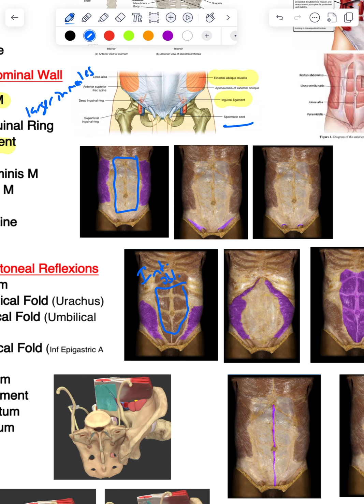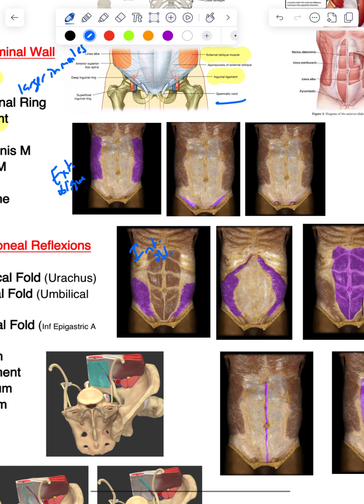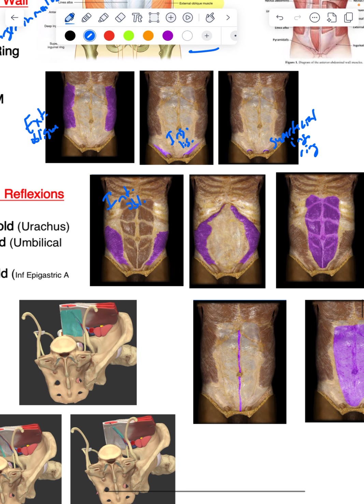This is your rectus abdominis right here, the 6-pack abs or 8-pack or whatever. This is external oblique. I'm going to try to label these and send a PDF that has them labeled as well. And then external oblique forms your inguinal ligament. So here is your inguinal ligament. And then this right here is your superficial inguinal ring.